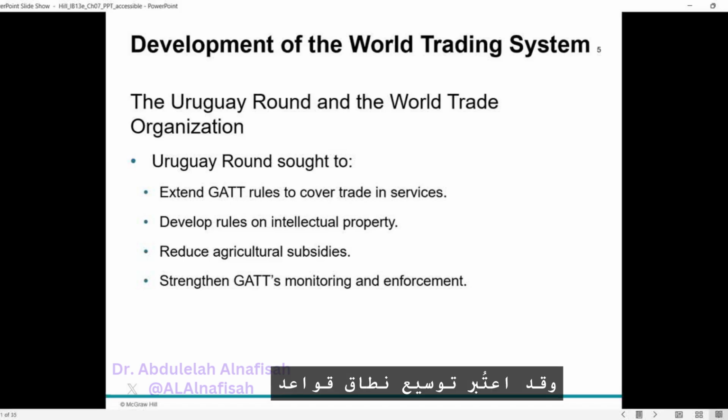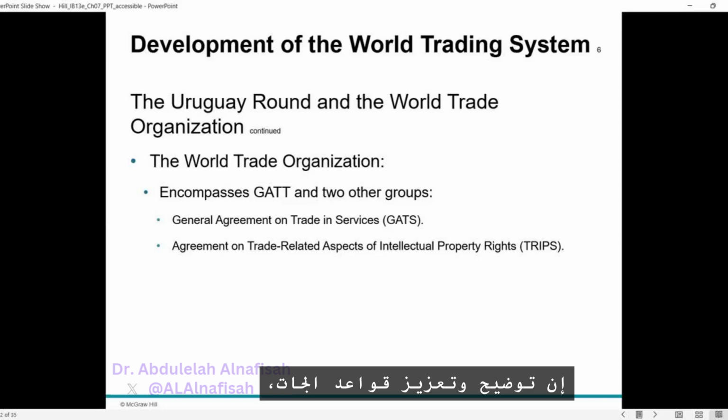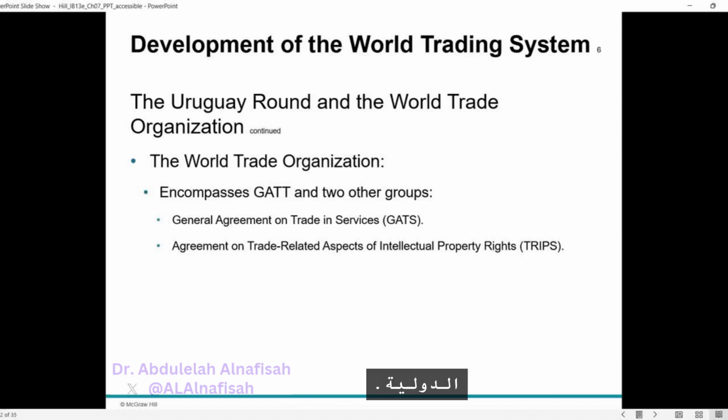The extension of GATT rules to services and intellectual property was deemed crucial, potentially boosting global trade in services and enhancing opportunities for high-tech companies in developing nations where intellectual property enforcement had been lacking, thus fostering greater international commerce and innovation. The clarification and strengthening of GATT rules, along with the establishment of the World Trade Organization, WTO, promise more effective enforcement of international trade agreements.